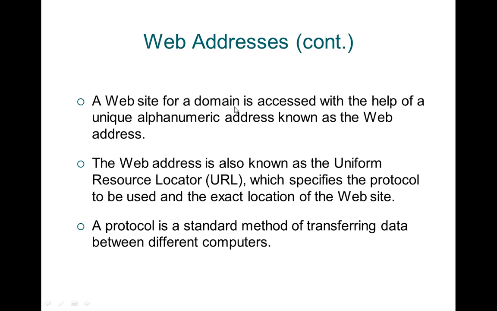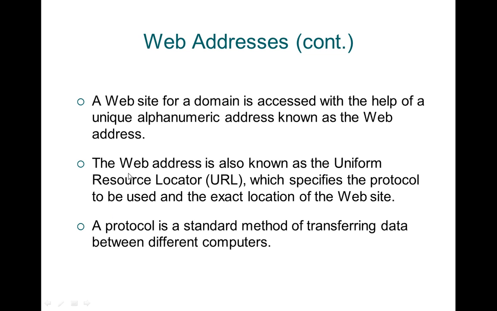Next, a website or domain is accessed with the help of a unique alphanumeric address known as the web address. Whenever I want to access a website, there is a unique address that I have to enter on the address bar. A website is always accessed with the help of an alphanumeric address known as the URL, uniform resource locator, that we enter on the address bar.